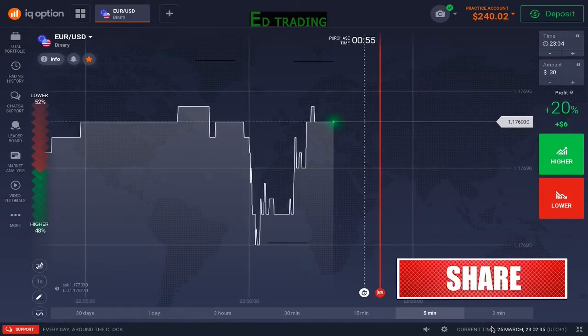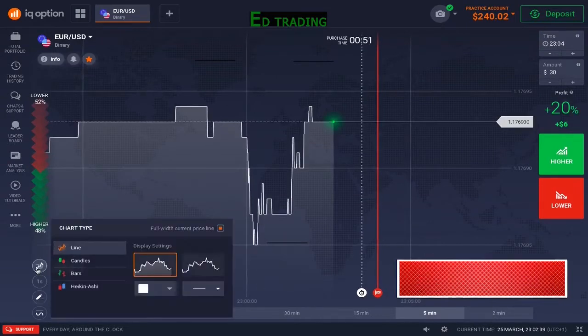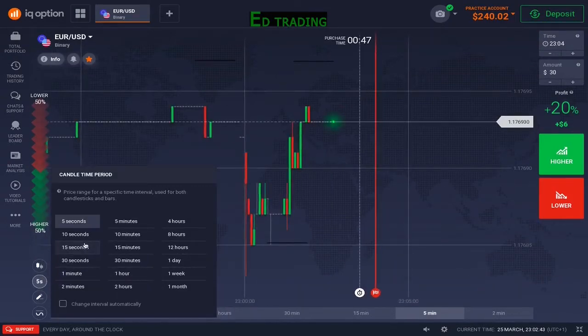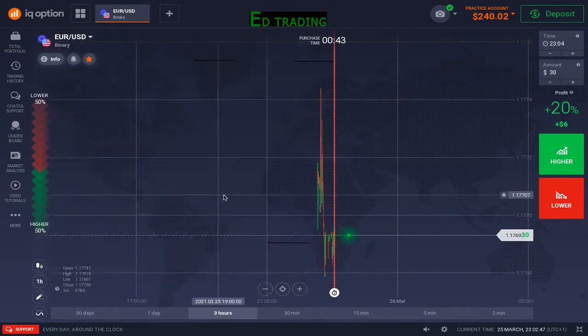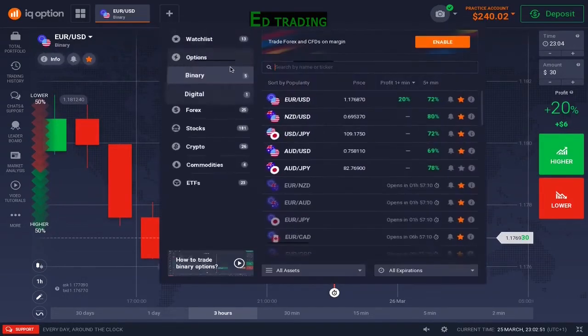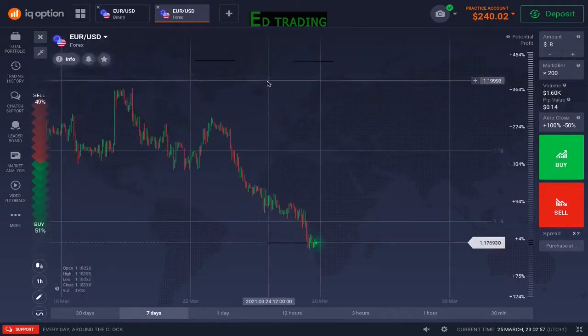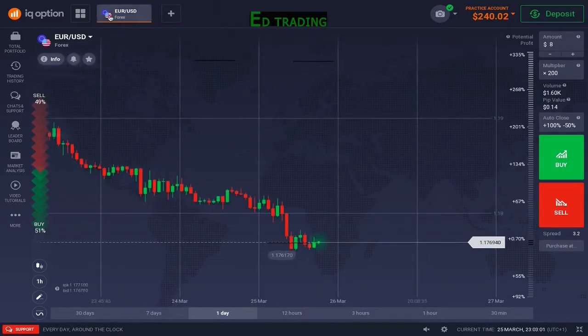Let's go. So first of all, we'll be changing the chart type to candles. Then we'll change the candle time to 1 hour. Then you go to open new asset, you go to Forex, then you click on EURUSD, then we just cancel this.